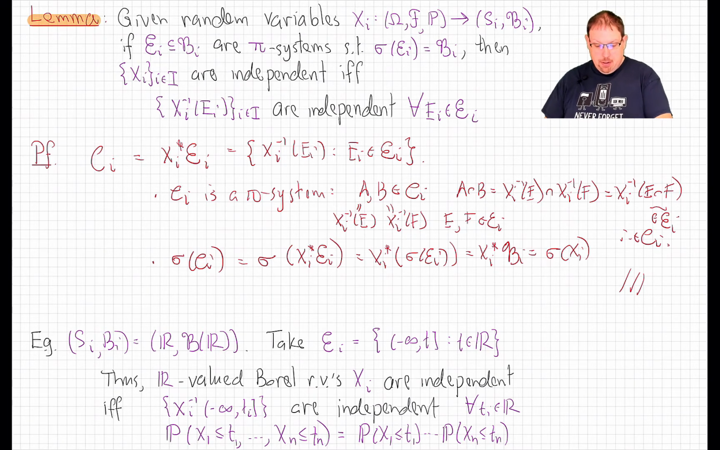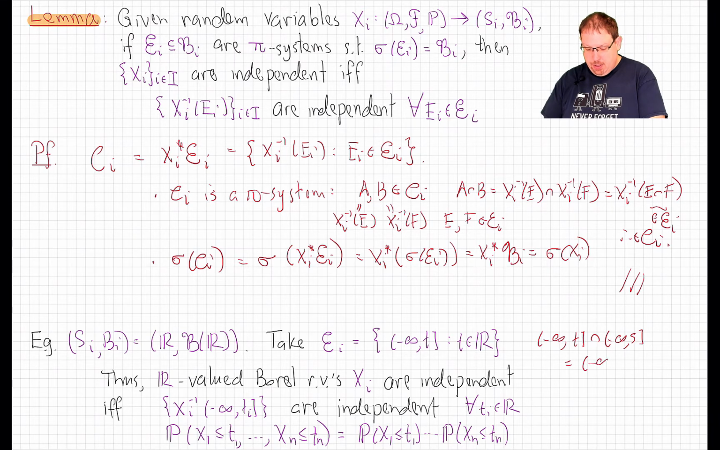So, for example, suppose that all of our random variables are real-valued Borel random variables. We could take, for example, Ei to be the set of half-infinite intervals from minus infinity up to t as t ranges through the real line. This is a pi system. The interval from minus infinity up to t intersect the interval from minus infinity up to s is the interval from minus infinity up to the minimum of s and t. And so it is again in that set, Ei. So it's a pi system.